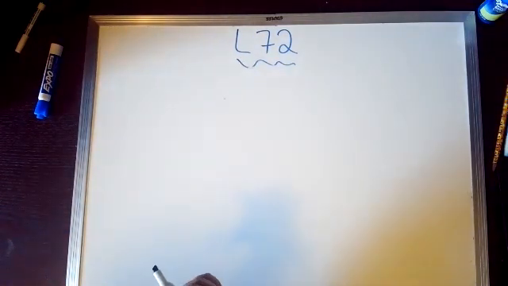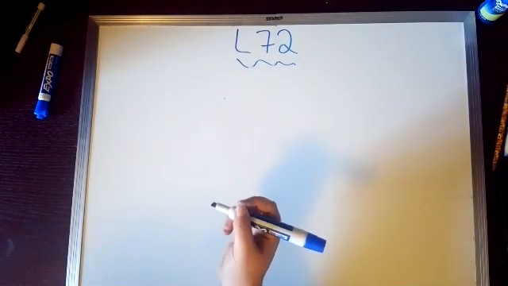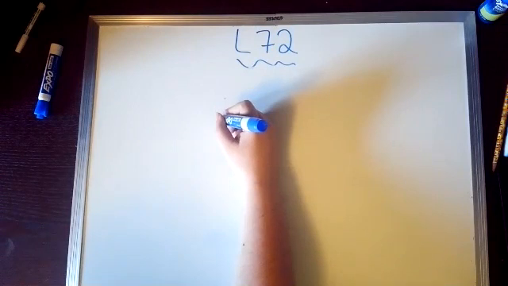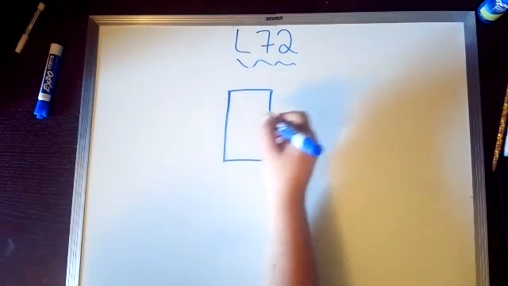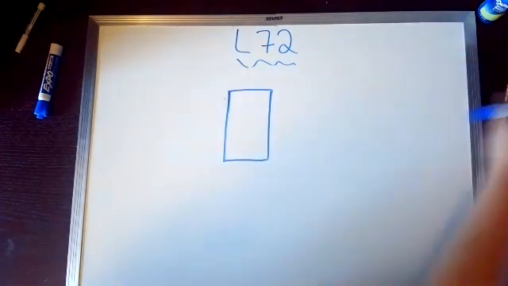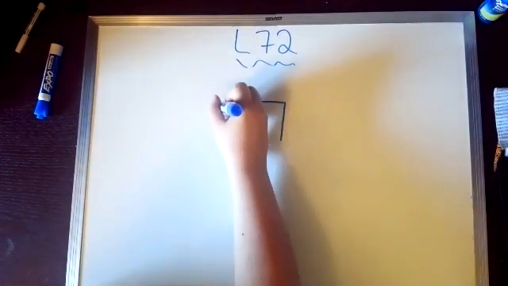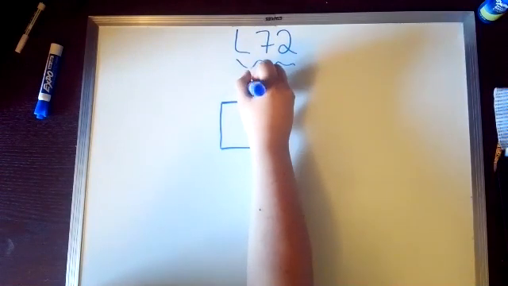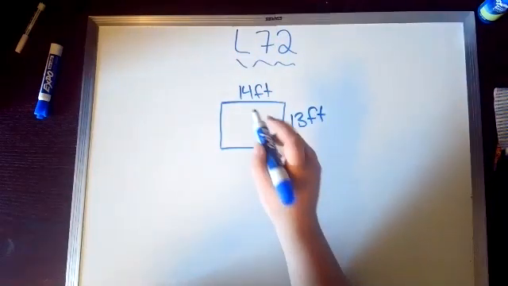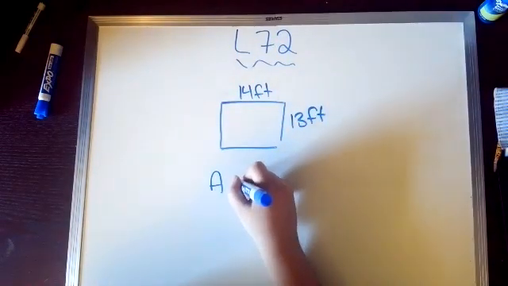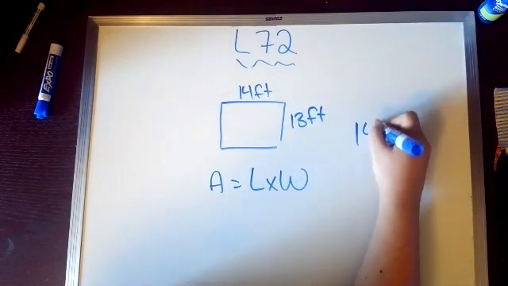Next example, we have a box that is, oh, let's draw that a little bit better. 14 feet by 13 feet. All right, so 13 by 14, again, area equals length times width, which means I am multiplying 14 by 13.